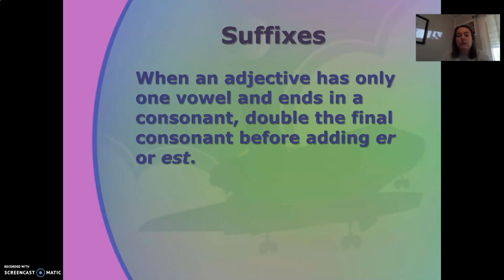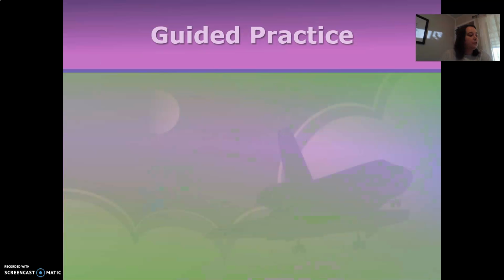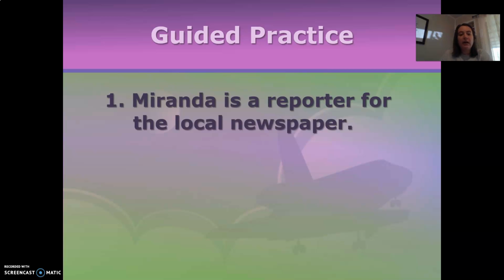When an adjective has only one vowel and ends in a consonant, we're going to double the final consonant before adding ER or EST. We've worked with these already this week, like big becomes bigger with two G's. So for today's section, the first one says, underline the word in each sentence that has a suffix, and then circle the suffix. So to start with here, we have Miranda is a reporter for the local newspaper.